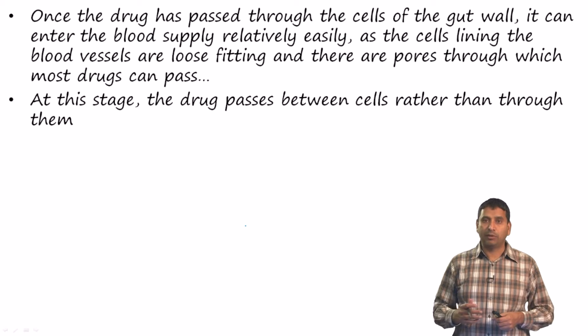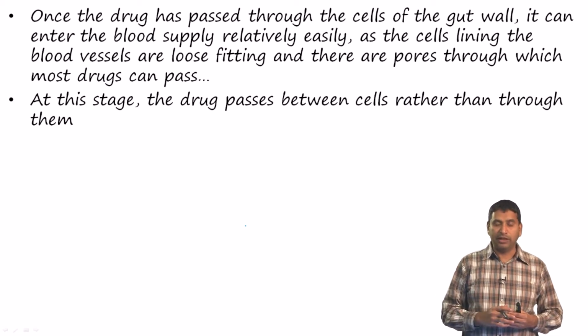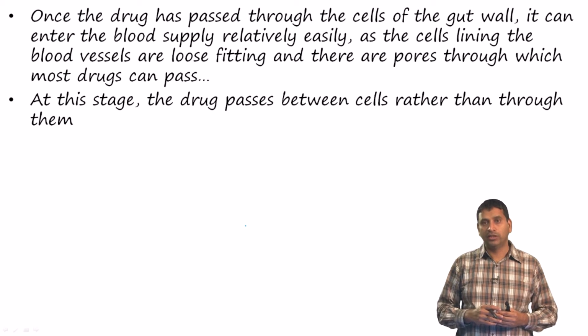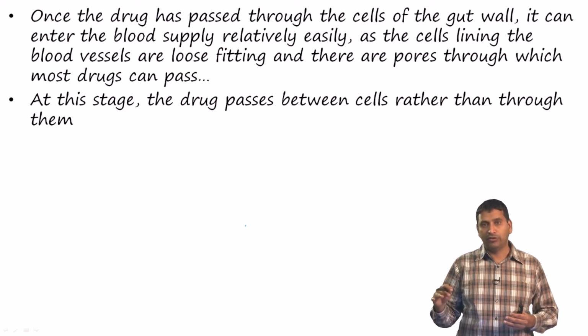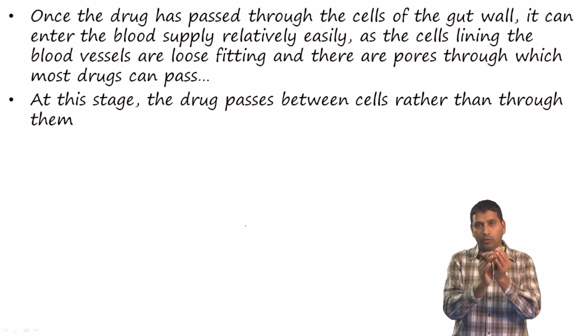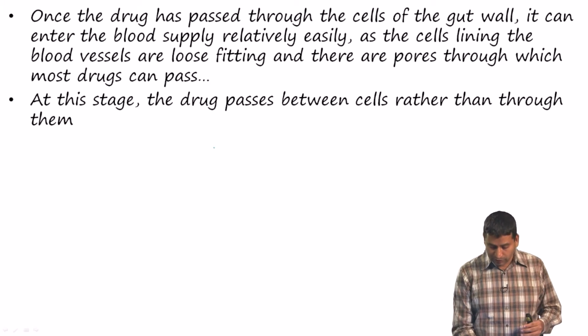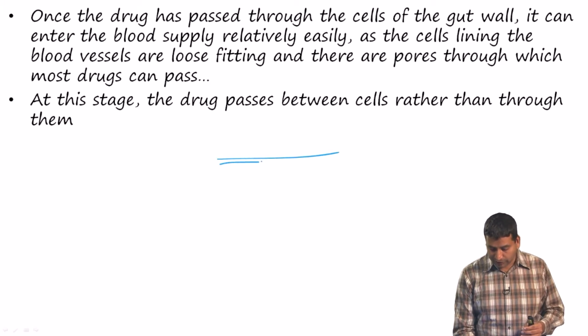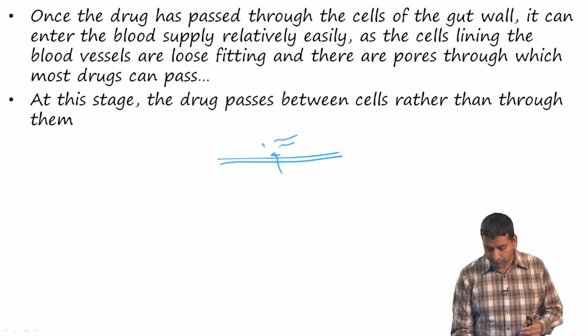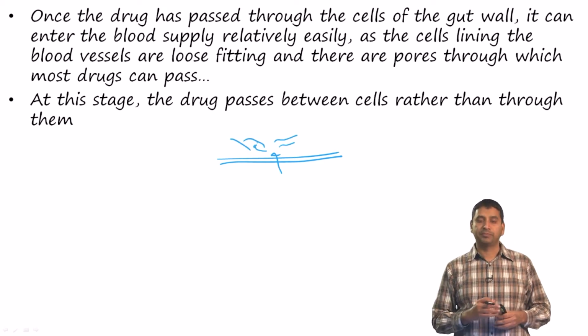Once the drug has passed through the cells of the gut wall, it can then enter the blood supply relatively easily, because the cells lining the blood vessels are loose fitting, and therefore there are pores through which most drugs can pass. So, once you have the intestine lining over here, the drug enters, and then the blood supply is pretty close, and so it just gets into the blood supply.